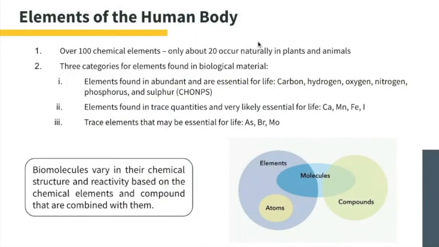So what are the elements of the human body? Of over 100 chemical elements that are found, only about 20 occur naturally in plants and animals. I can divide them into 3 categories, which are elements found in abundance or essential for life. We as humans, plants, and animals require carbon, hydrogen, oxygen, nitrogen, phosphorus, and sulfur for living, right?